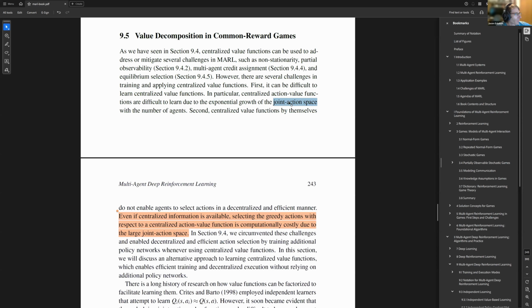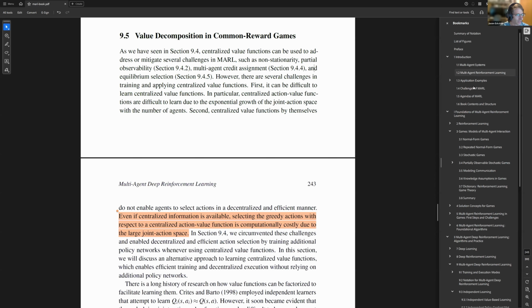So with a large joint action space, it can be intractable to actually have a function that operates over this whole thing. And there are different approaches to dealing with that. One of which is to decompose the value function somehow, factorize it. So we're going to look at a few different approaches to that.